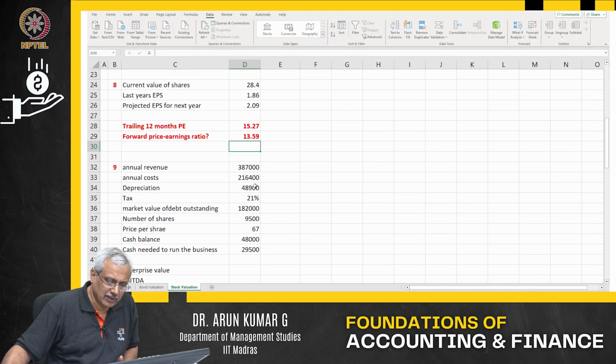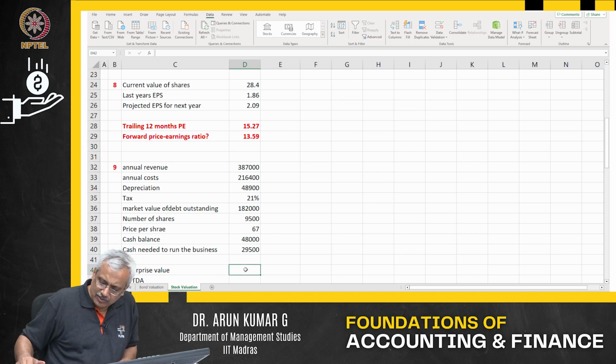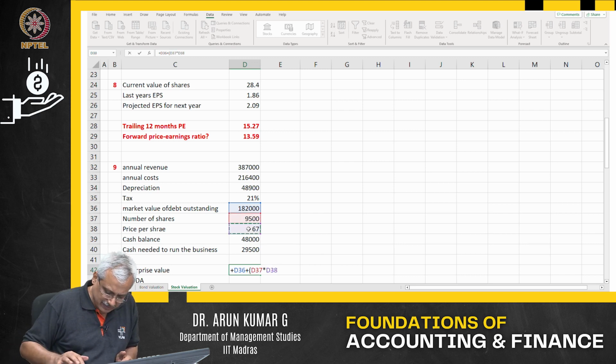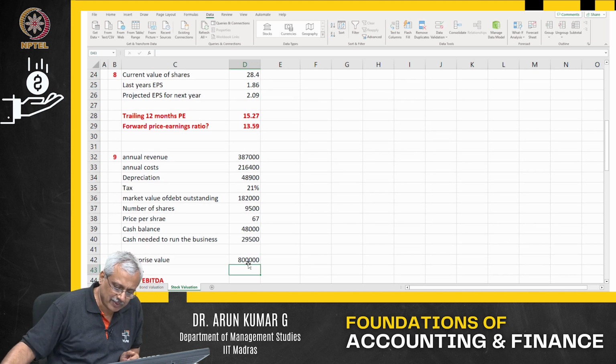I've just written down all these things. Now let's look at the enterprise value. What is the value of the enterprise? Market value of the debt plus market value of the equity, number of shares into price per share, less the cash balance, that is the excess cash balance. In this case, cash balance is 48,000, but I need 29,500 to run the business. That means that is the excess cash balance I have out there. This is the enterprise value.